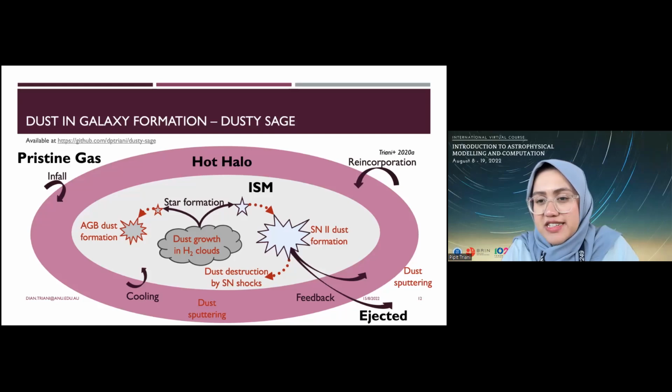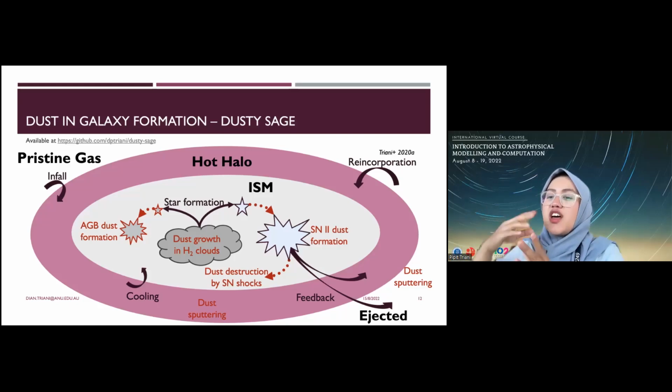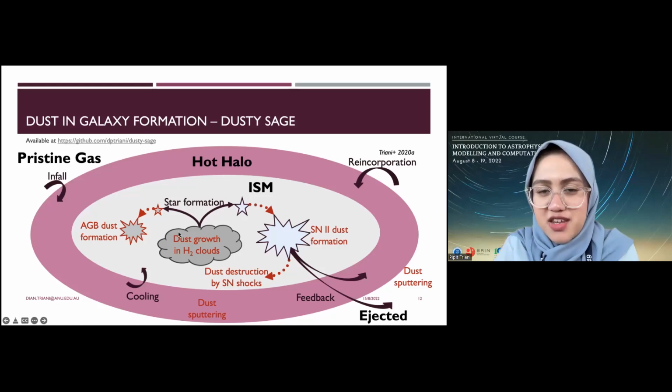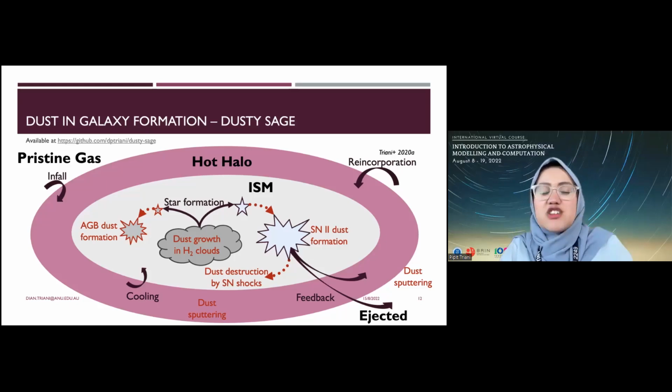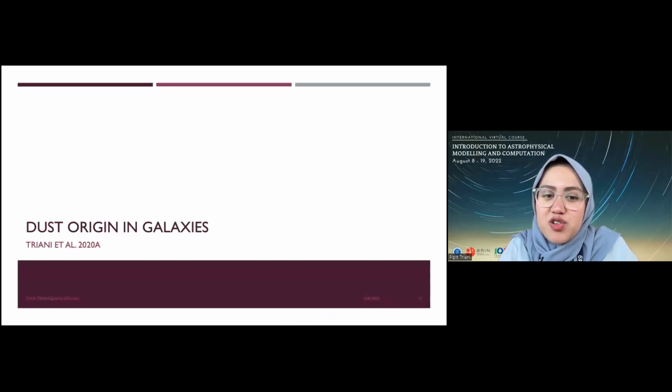There's also another process called reincorporation, where, for example, close to the infall, but instead of the pristine gas, because the baryon fraction must be kept, the ejected material can be reincorporated back to the halo. So now the dust in the ejected reservoir can be brought down to the halo and even into the interstellar medium by the process. So this is all of the processes in the model, and I use that to learn about the first dust origin in galaxies.